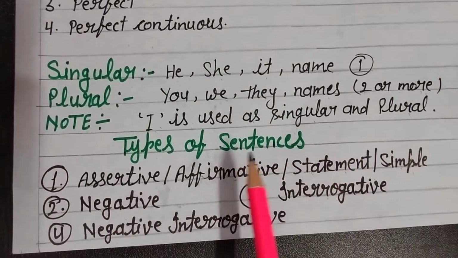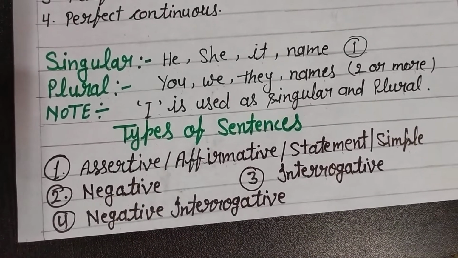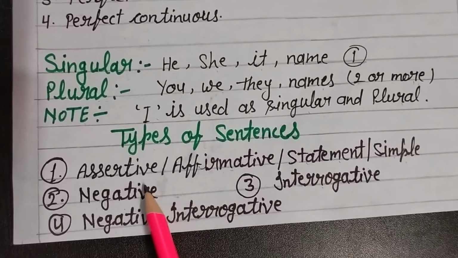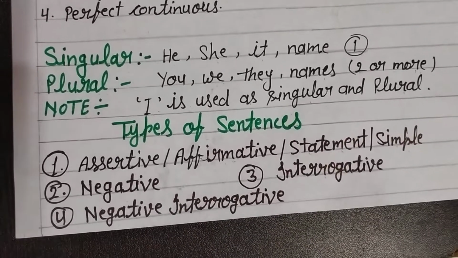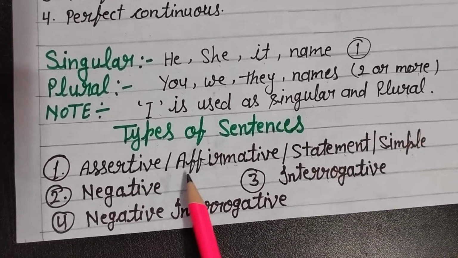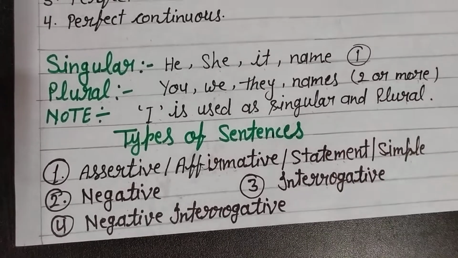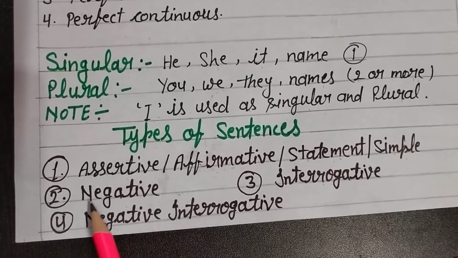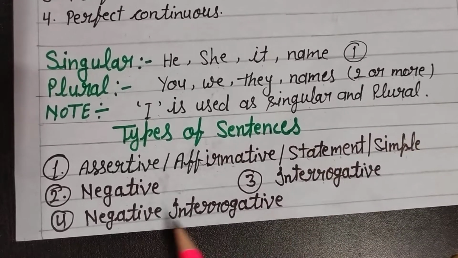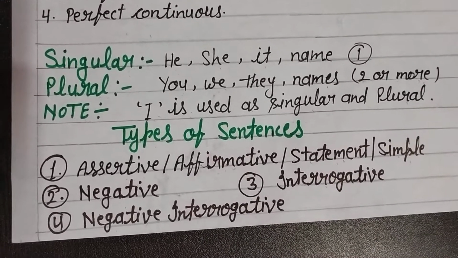Types of sentences. In English and in tenses, there are four types of sentences. Number one, assertive. We can say it affirmative or statement sentence or simple sentence. Second, negative sentence. Third, interrogative sentence. And fourth, negative interrogative sentence.